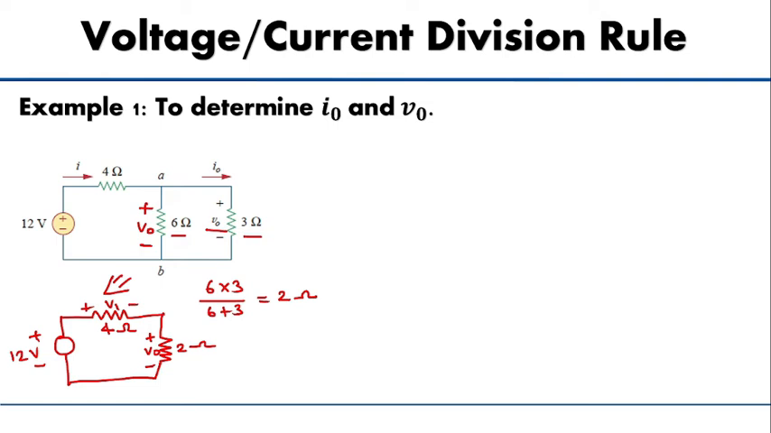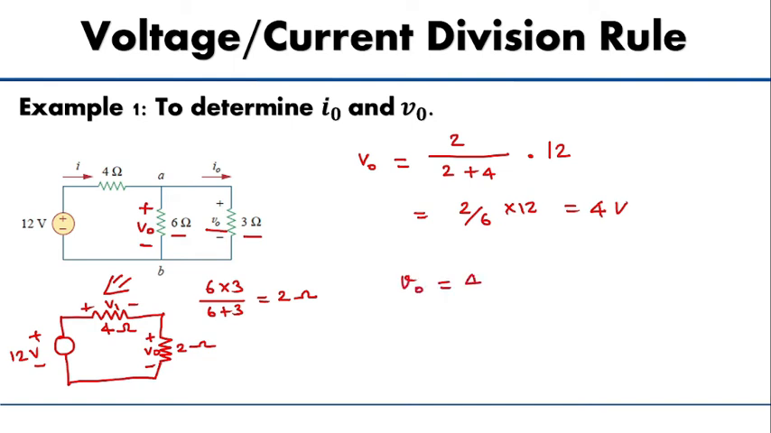Now we need V naught as the voltage across the 2 ohm resistor, divided by the total resistance 2 plus 4, into the total voltage 12, which gives you 2 by 6 into 12, 4 volt. Therefore, your V naught is equal to 4 volt. So in this way also, you can find the value of V naught by applying voltage division.